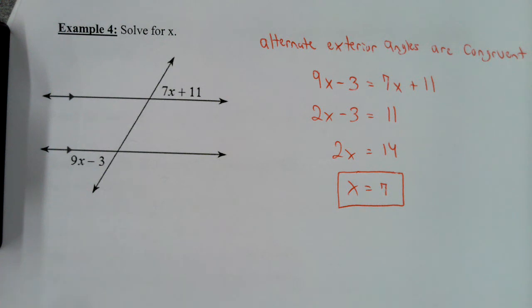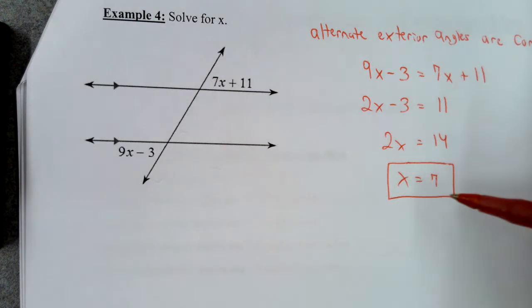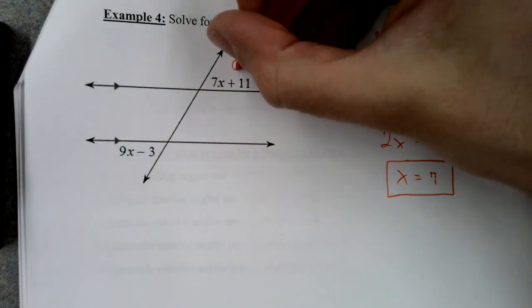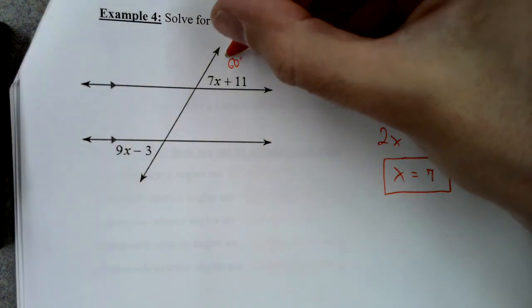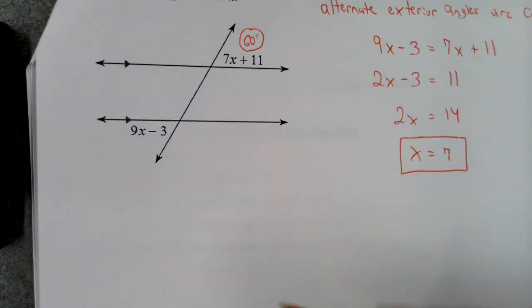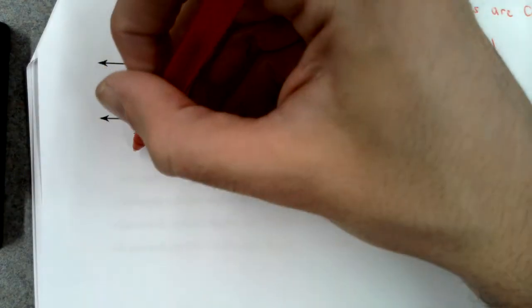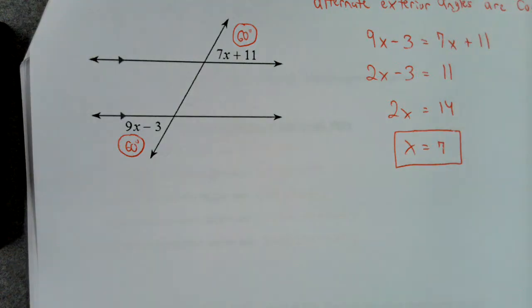And let's just check our answer, because the two angles should be congruent. 7 times x, 7 times 7 is 49, plus 11 equals 60 degrees. Okay, so that's 60. Let's check the other one. 9 times x, 9 times 7 is 63, minus 3 equals 60 degrees. So they're both the same, so that's good. I know I got it right because I checked.